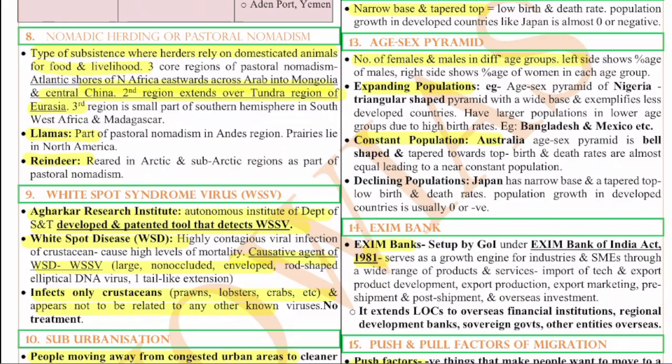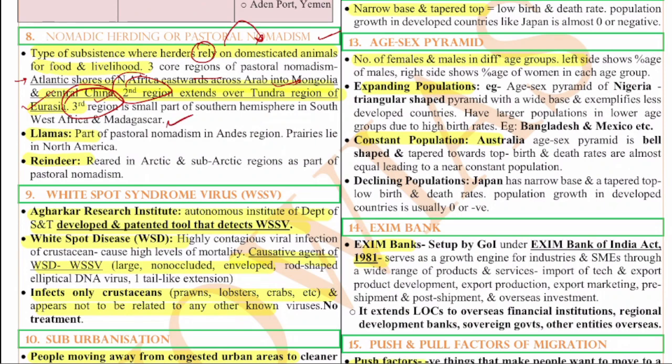Next, the 8th is about nomadic herding or pastoral nomadism. It is a type of subsistence where the herders rely on domesticated animals for food and livelihood. The three core regions of pastoral nomadism: first, from the Atlantic shores of North Africa eastwards across the Arab world into Mongolia and central China. The second region is over the tundra region of Eurasia, and the third region is the smallest part, in the southern hemisphere in southwest Africa and Madagascar.